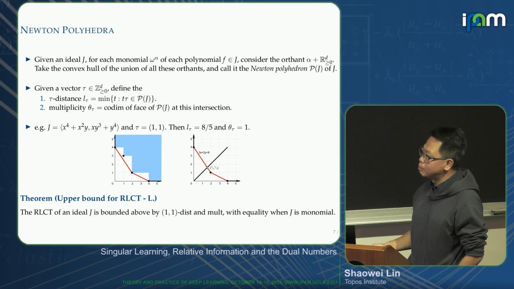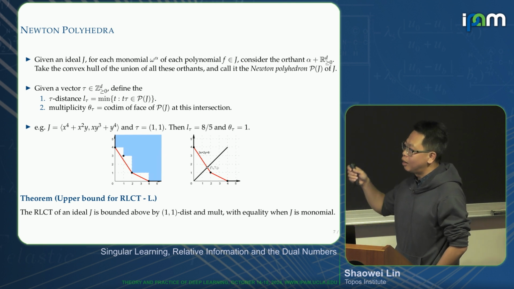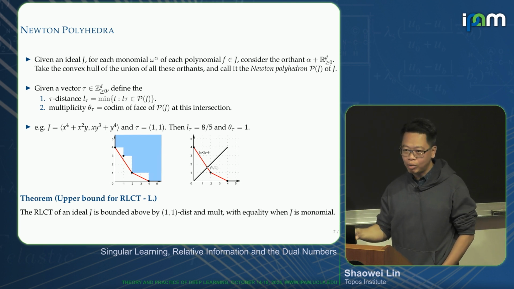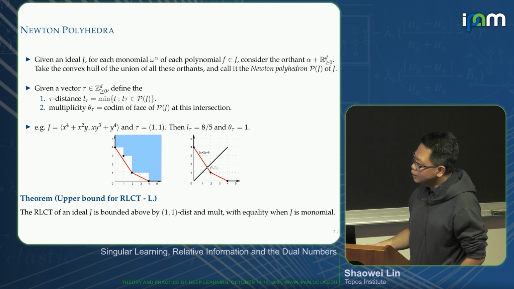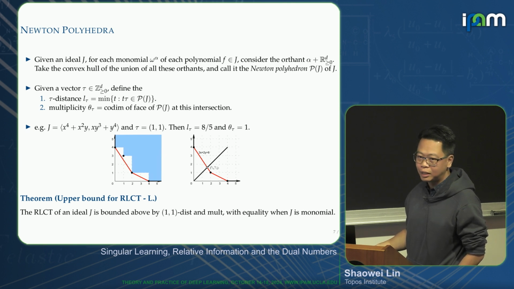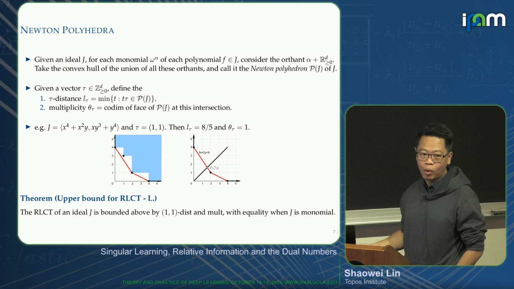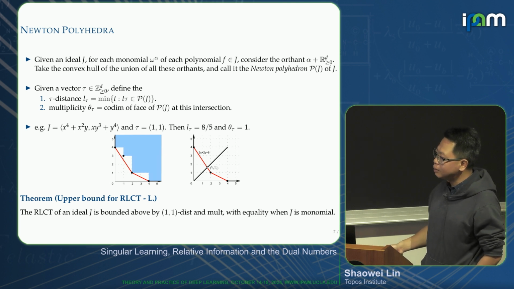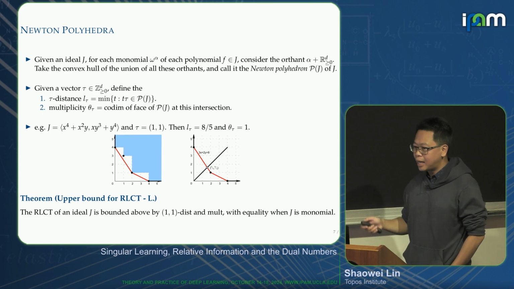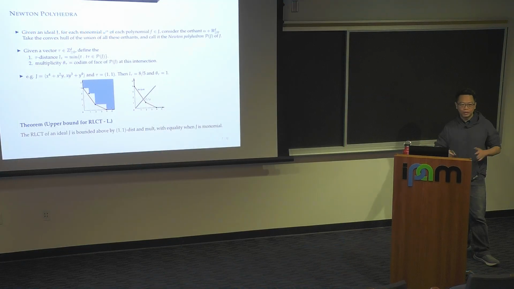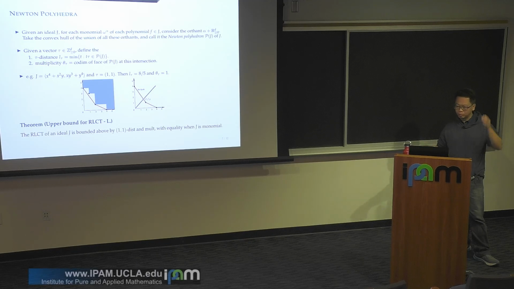And then the multiplicity of the tau distance is given by the codimension of the face of the Newton polyhedra at this intersection point. If we look at this, it's kind of small, but you can see that the distance is 8/5. And because this face is codimension 1 in 2-dimensional space, the multiplicity is 1. And there's a theorem which says that the real log canonical threshold of J is bounded above by the 1,1 distance and the multiplicity. And we get equality when J is a monomial ideal. In other words, J is generated by monomials.